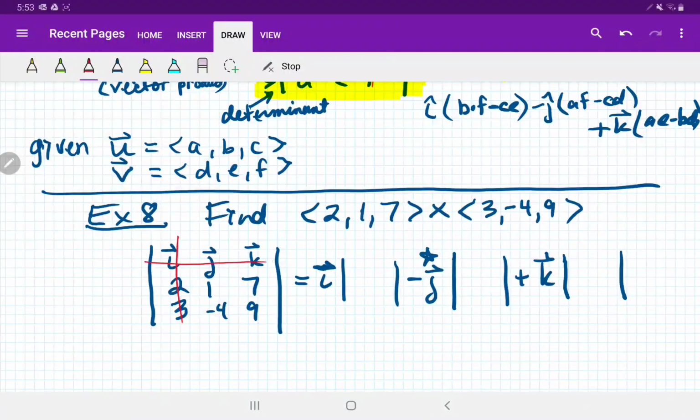So we cross out this column and you put 1, 7, negative 4, 9. Okay, and then the next one you cross out this column and uncross out that column. And that's 2, 7, 3, 9. And you should be trying to do this on your own and pausing me. You'll learn much faster that way. Cross those out. And then 2, 1, 3, negative 4.